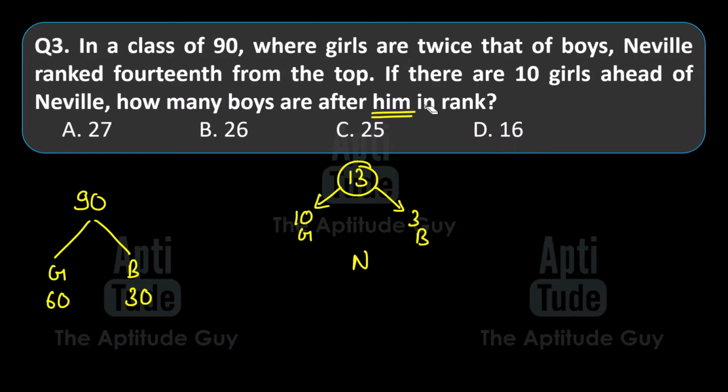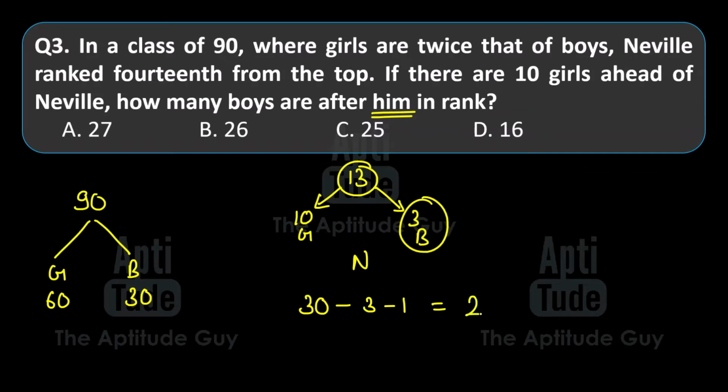The question is how many boys are after him? Totally there are 30 boys. So we have 30 minus 3, because there are 3 boys who are ahead of him. So they are gone. And Neville himself is a boy. He cannot be behind himself. So minus 1. This guy is Neville.